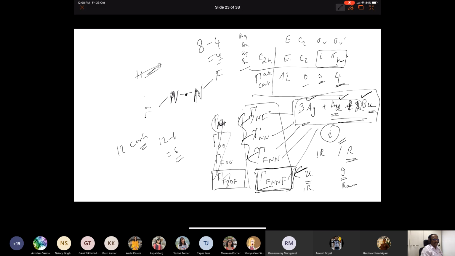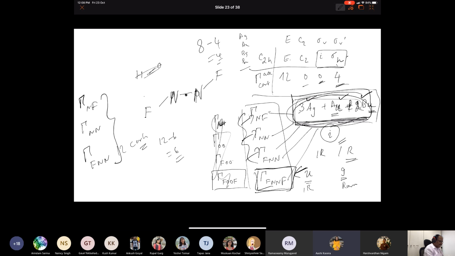Will we be treating the dihedral angle? Yeah, just the dihedral angle, I think the operation is not very straightforward. An easy workaround is that you use the sum of all the vibrational modes, like the one I showed here, 3 Ag, 1 Au and 2 Bu, right? And then do a tau NF, tau NN, tau FNN, and then add this up and subtract from this. Whatever remains, you'll get this.